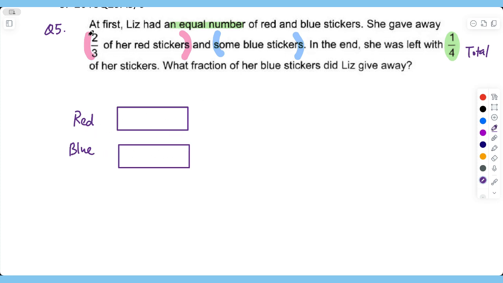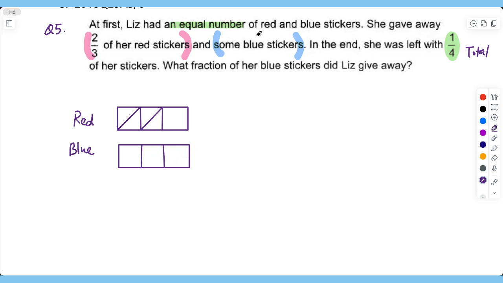Then she gave away 2/3 of her red stickers. So we will divide the model into 3 parts for red. And since the red and blue are equal parts, we will divide the blue into 3 parts as well. Then we take away 2 out of 3 of her red stickers. And she also gave away some of her blue stickers.